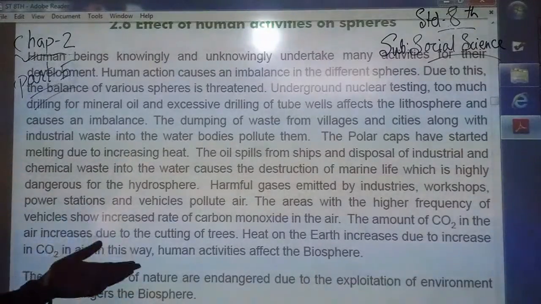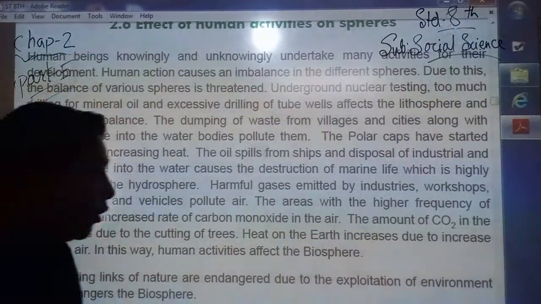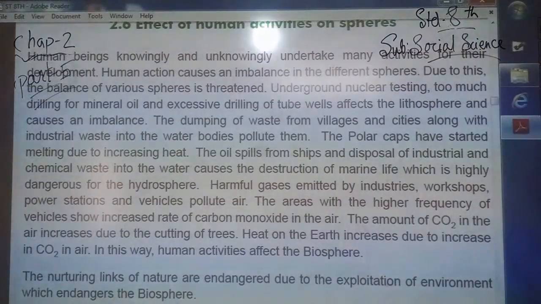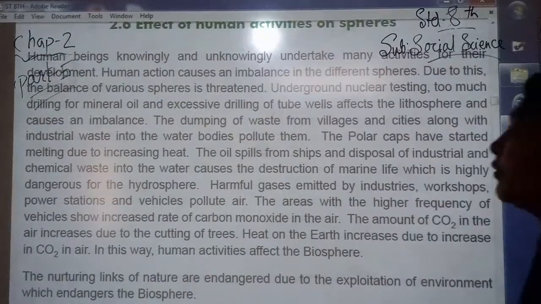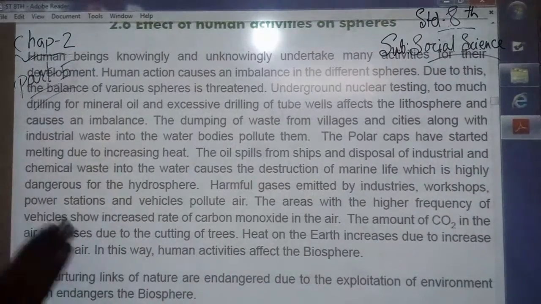Heat on the earth increases due to the increase of CO2 in the air, and पेड़ काटने से क्या होता है? We know the heat of the earth increases due to the increase in CO2 in air. In this way, human activity affects the biosphere. It will affect the land, water, and air.